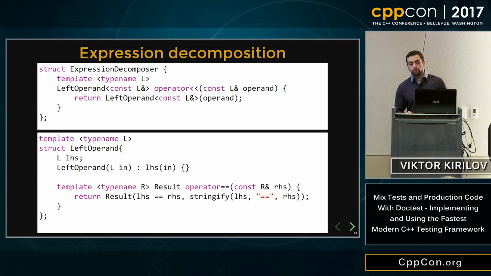So here's the expression decomposer class. It's just one method, which is templated to capture the left operand. And it returns, as I said, an object of a different type, of type left operand.